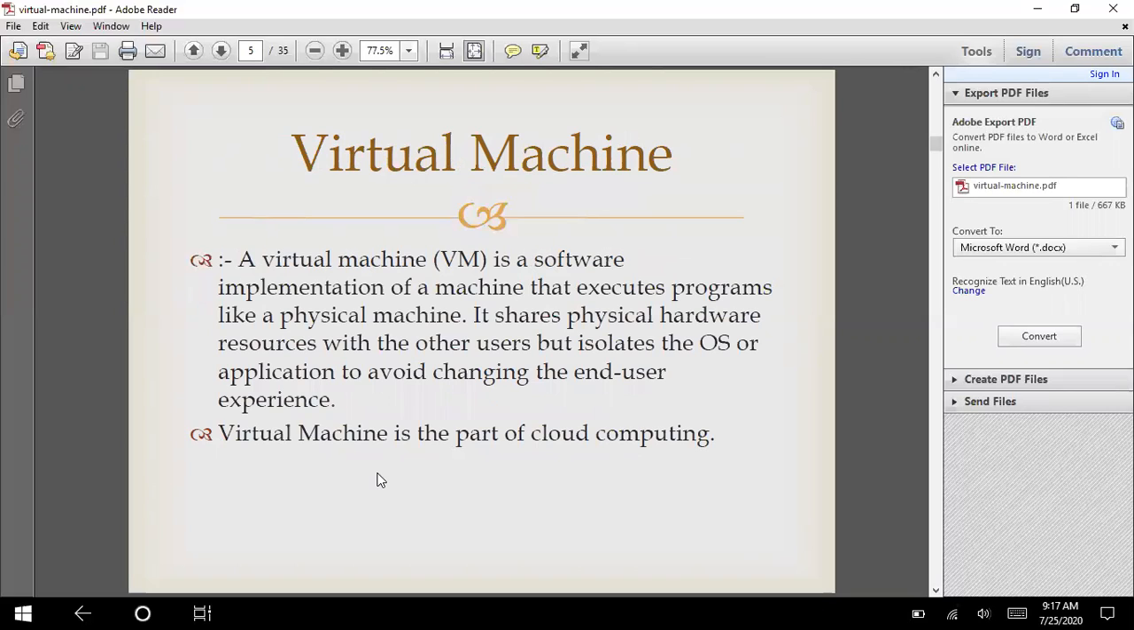Now let's talk about what a virtual machine is and what its use is. A virtual machine is a software implementation of a machine that executes programs like a physical machine. It shares physical hardware resources with other users, but isolates the operating system or application to avoid changing the end user experience. A virtual machine is part of cloud computing. Now, please listen carefully. A virtual machine acts as another machine, but on your same computer.